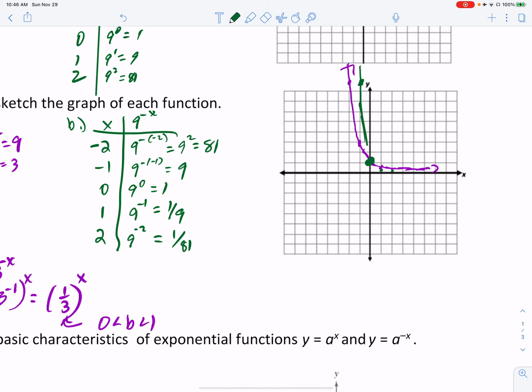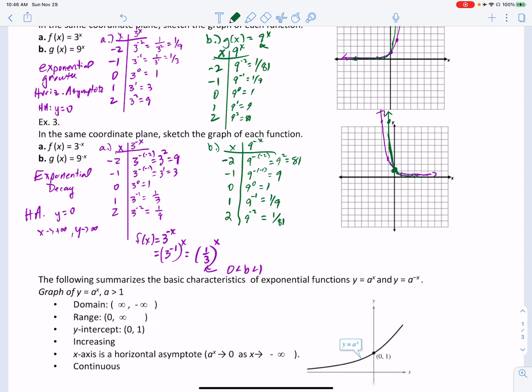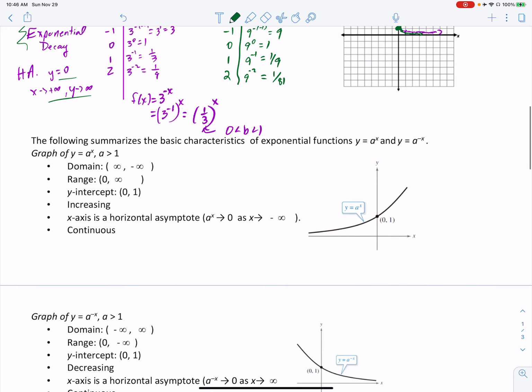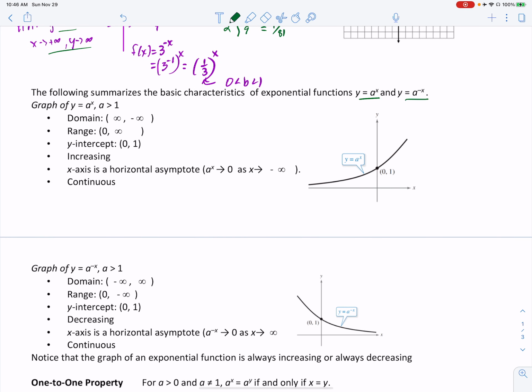So on the left side, the base of 9 is going to go faster. And so it looks like this. So they kind of switch which one's on top and which one's below across the x-axis or the y-axis. But both of them share a one-sided horizontal asymptote, and they are both exponential decays. So there's just some summaries between y equals a to the x and y equals a to the -x.